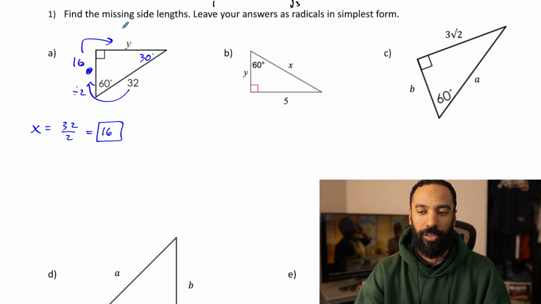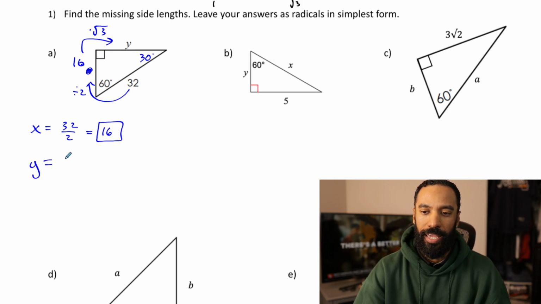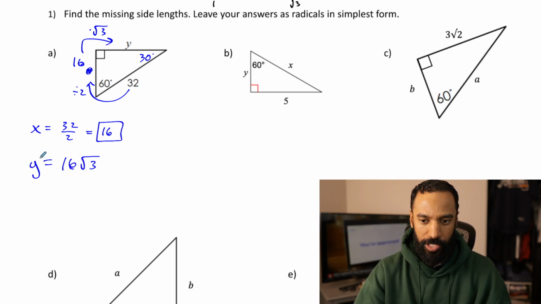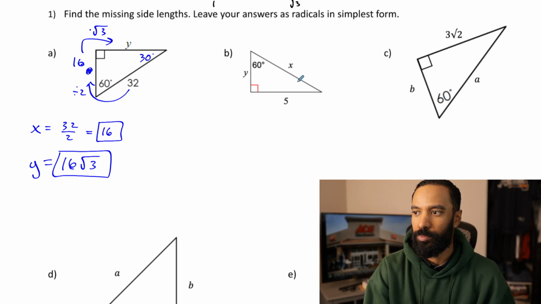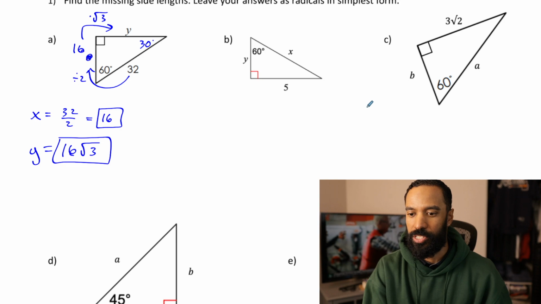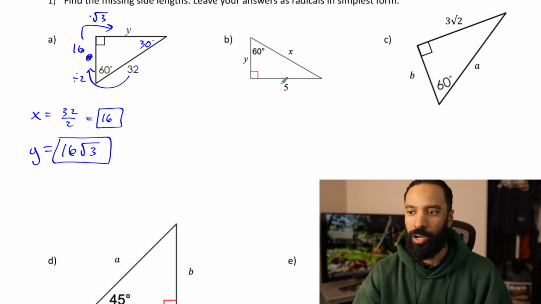Y is the long leg. Compared to the short leg, it's root 3 times larger. So y is 16 times root 3. That is simplest radical form. That is the answer for y. It's 16 root 3. B and C are also 30, 60, 90 triangles. Looks like we hit the 45s after that. So let's continue forward. Now we have the long leg as 5.